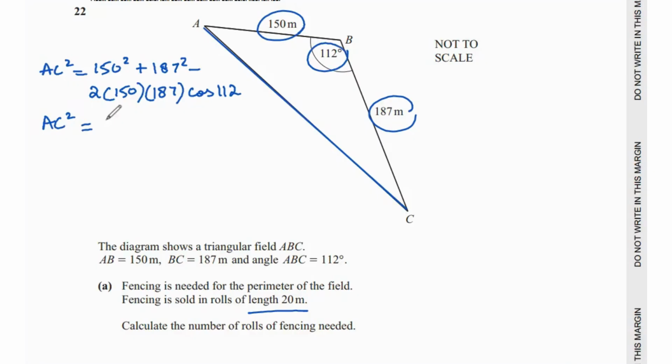So 150 squared plus 187 squared equals 57,469 minus, now we multiply 2 with 150, then with 187, and then with cos of 112. Remember to multiply all four of them together. Don't first subtract 2 times 150 times 187 from the sum of these squares. You have to multiply all of them together and then subtract the result from the sum.